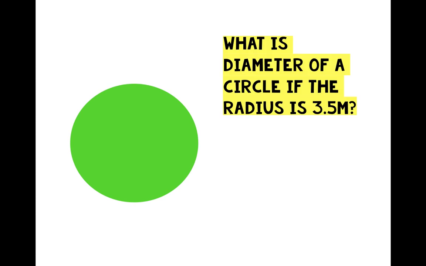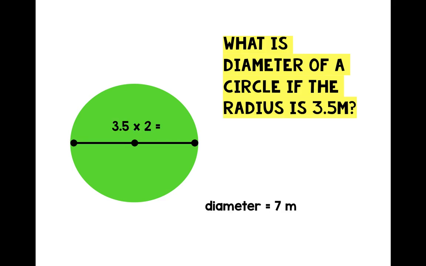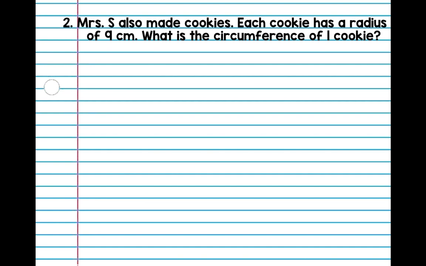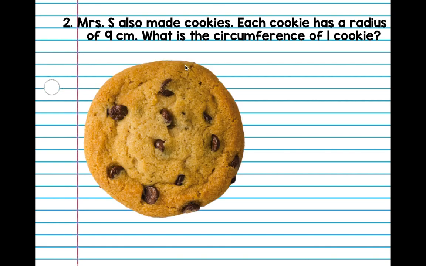Okay, so let's review. So what is the diameter of a circle if the radius is 3.5 meters? Okay, so you're going to go 3.5 times 2, which equals 7. All right, and that's what we're going to be doing. So why don't you try this problem by yourself?